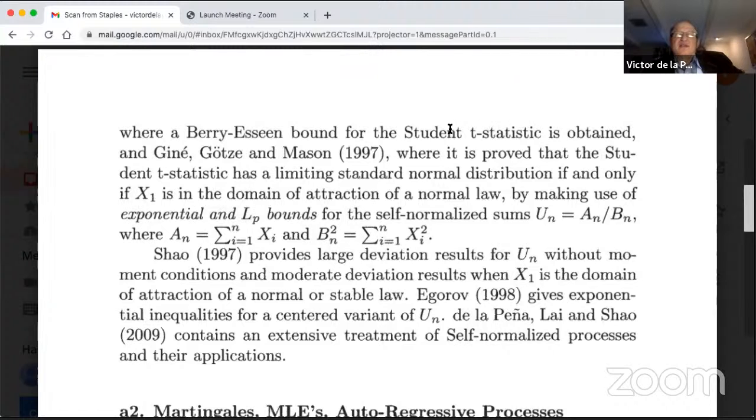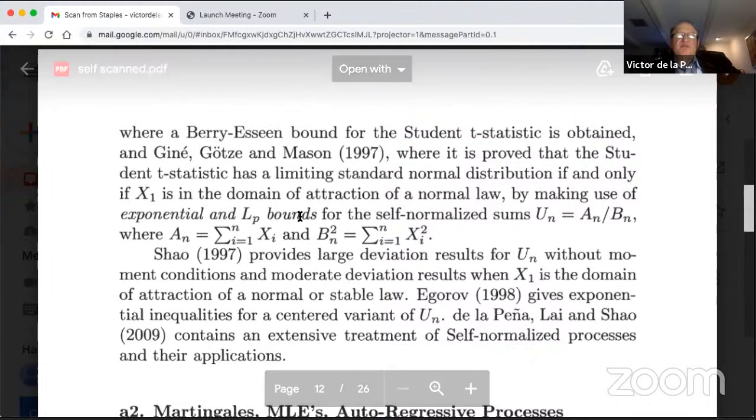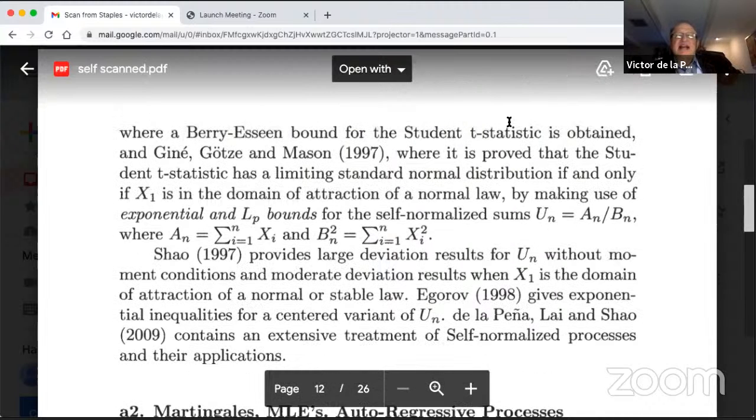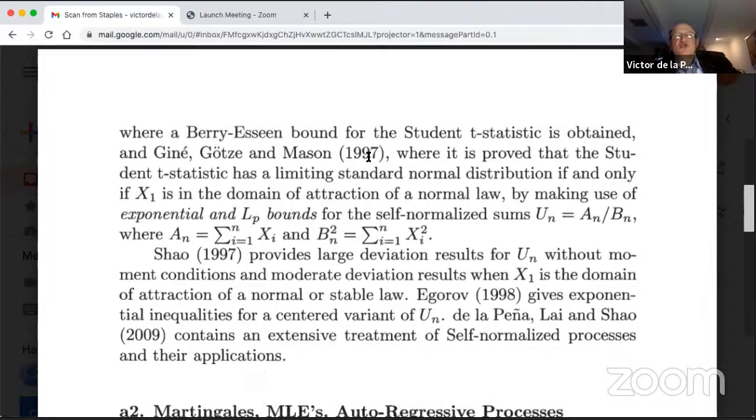Now, Giné, Götze, and Mason proved that the Student t-statistic has a limiting standard normal distribution if and only if X1 is in the domain of attraction of the normal law, by making use of exponential and Lp bounds for the self-normalized sums. So this paper is a landmark paper in self-normalization.